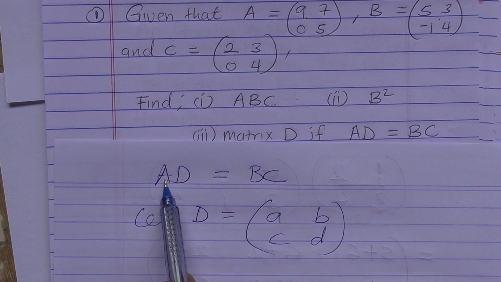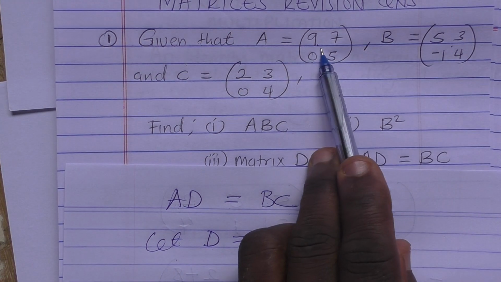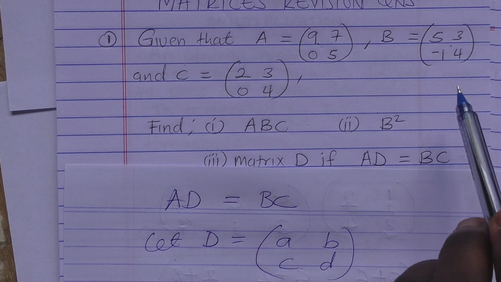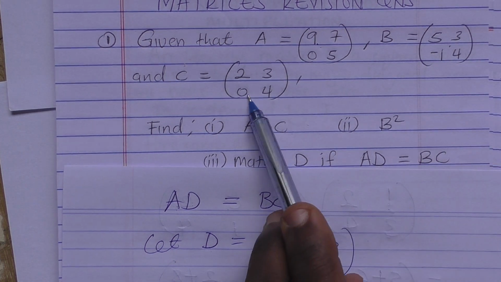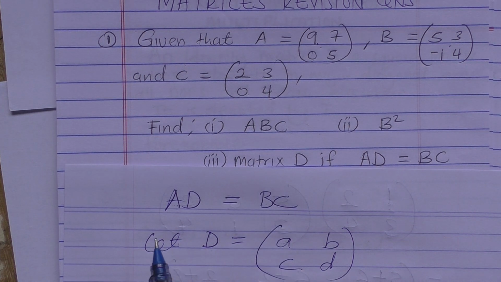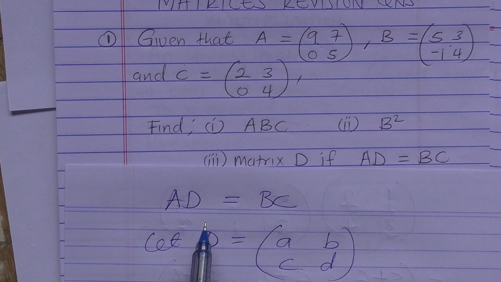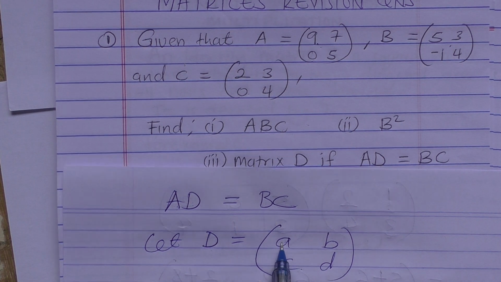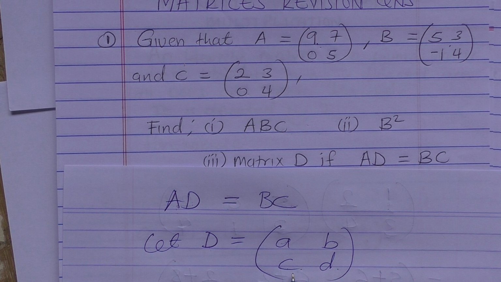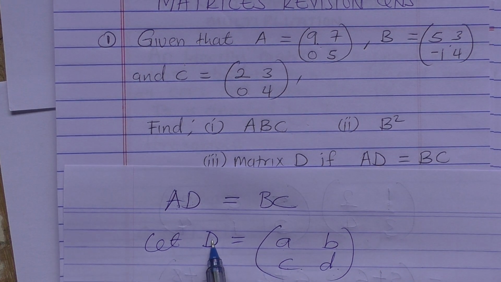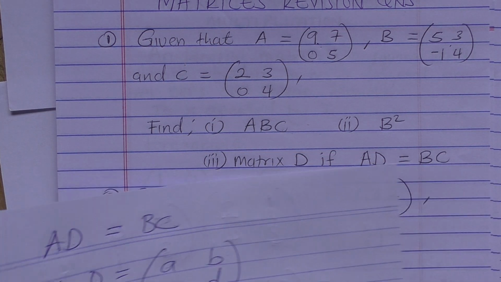First multiply matrix A times matrix D, then equal to matrix B times matrix C. Then after, we shall equate the elements on both sides. We shall get equations, solve them to get A, B, C, D. But remember, it does not stop there. After getting A, B, C, D, we bring them back to form our matrix D. So I also want you to try out that.